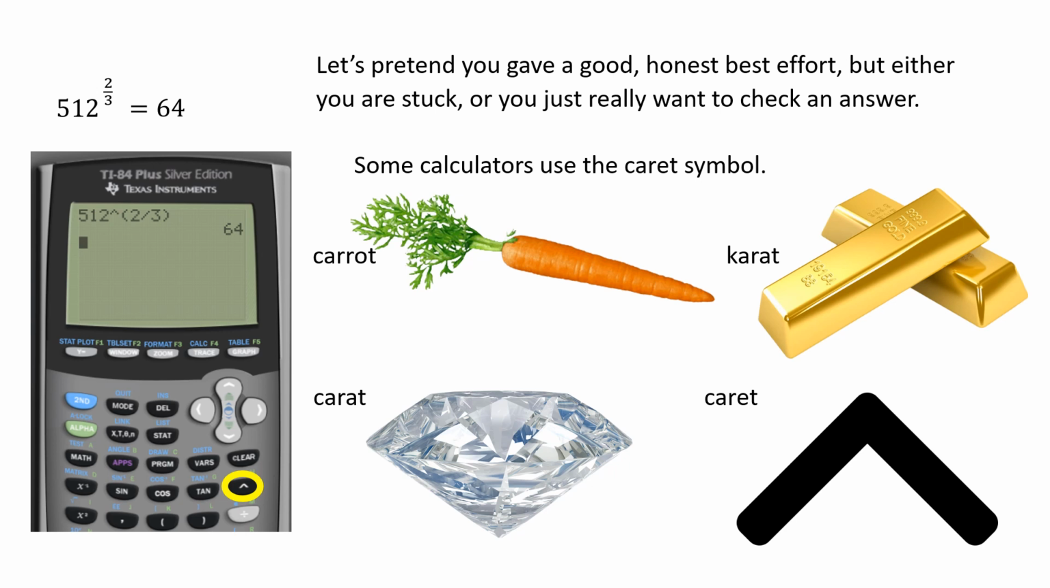There's the carrot, that's the vegetable that you eat. There's the carrot that defines the purity of gold. There's the carrot that measures the mass of a diamond. And then, of course, there's the caret symbol, which is used in punctuation. And for whatever reason, a lot of mathematicians use it to let us know that we're working with an exponent. So a lot of calculators have that caret button. Now, I got to be very careful.